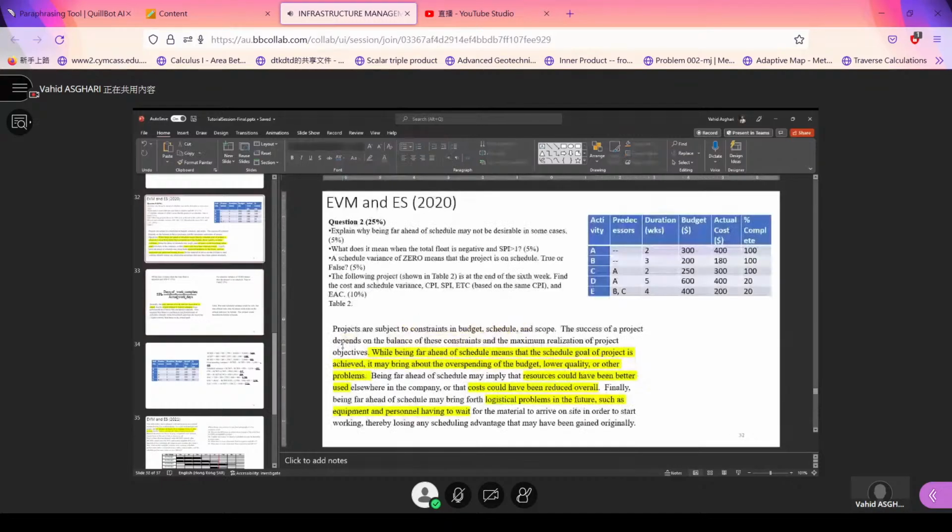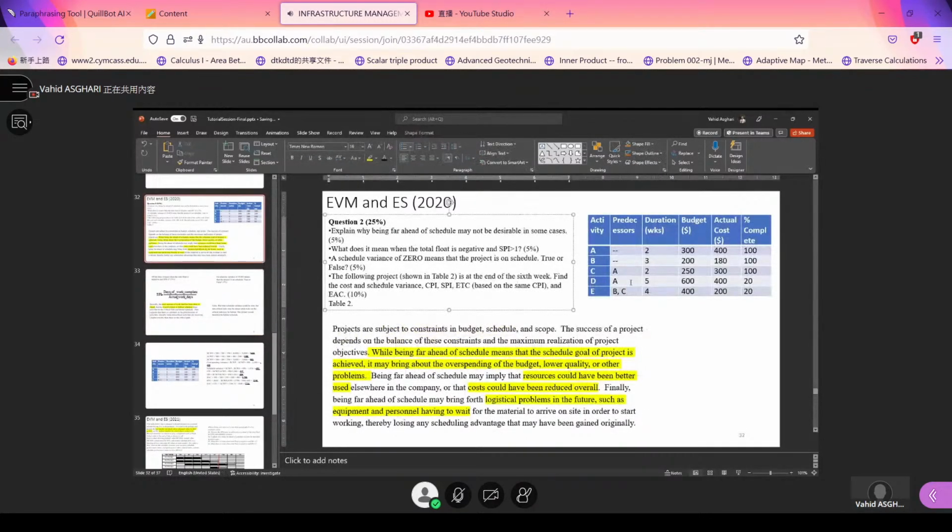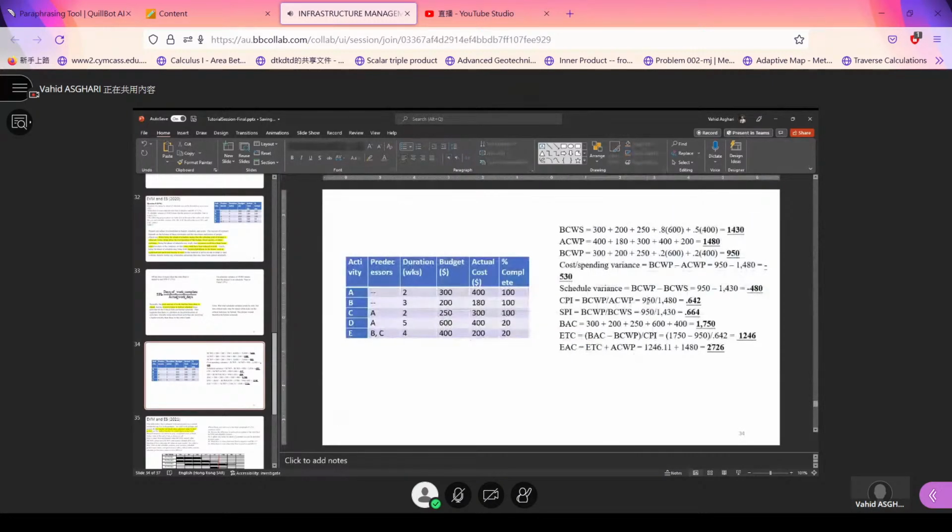The second question was: a schedule variance of zero means that the project is on schedule, true or false? False, because the total schedule variance could be zero, but the non-critical tasks may be ahead. Again, it wants to examine your understanding. Basically, nothing to memorize, just want to learn your understanding. And for the CPI, SPI, ETCs, again, we have similar equations, similar numbers for the table, nothing new.